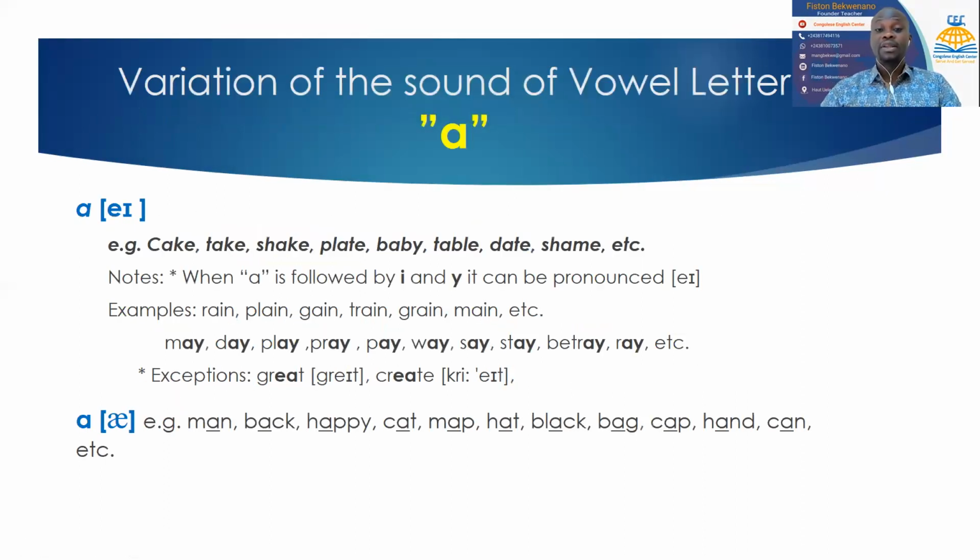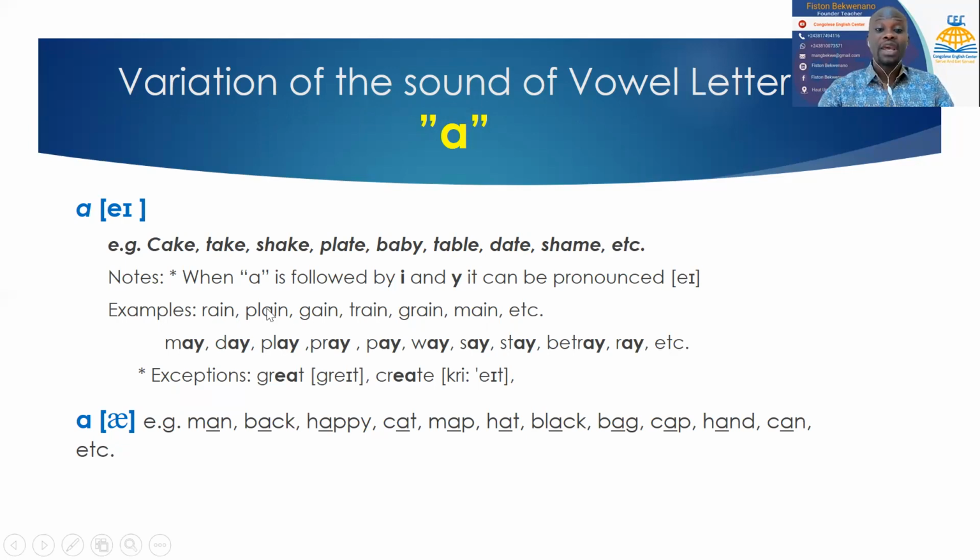Let's start first with the vowel letter A that you know. In the alphabet, it is pronounced A. That's why we keep the first pronunciation here. We have A with its phonetic symbol. It is pronounced A with different examples like cake, table, take, shake, plate, baby, date, shame, and all other examples that you're going to find. And the note says here, when A is followed by I or Y, it can be pronounced A as well. Do you see? The examples are like rain.